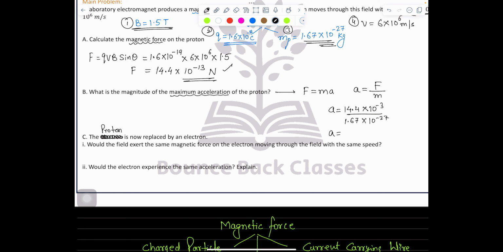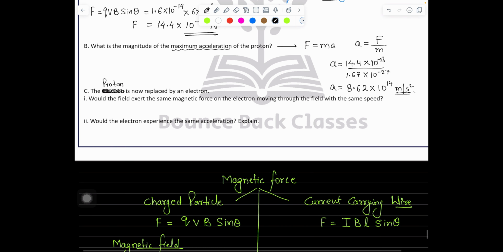Solve the acceleration fast. 8.62 times 10 raised to power, yes, solve it. Here it is negative 13, negative 13, yes. Okay, your value is 10 raised to power plus 14 meter per second square. Fine. Now the C part.